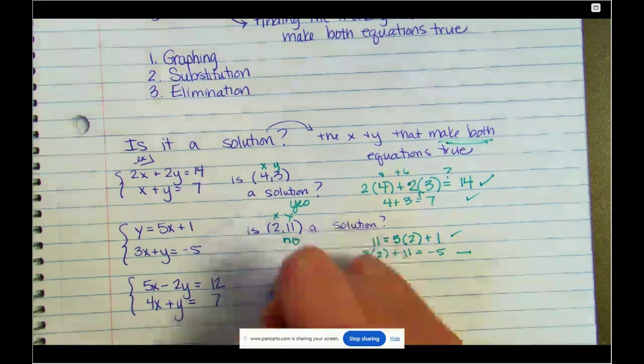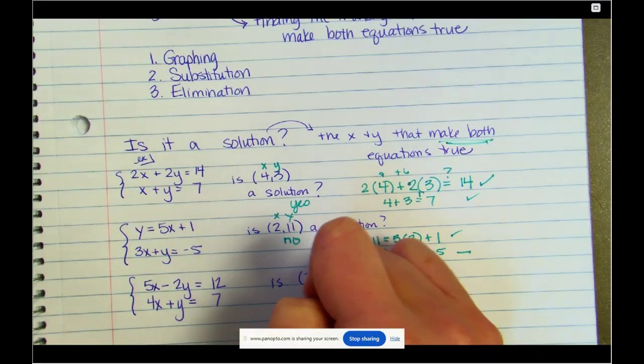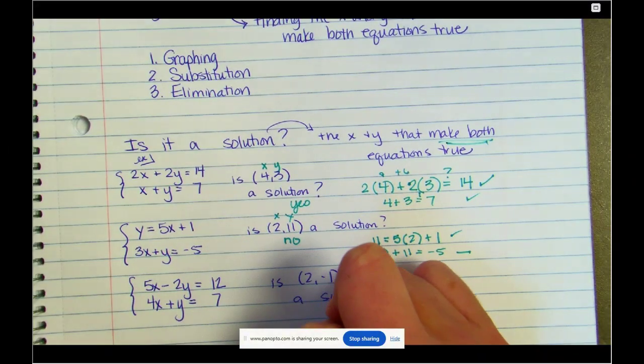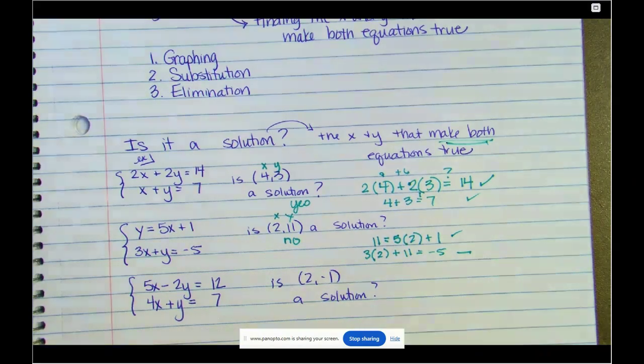Okay, and I got to give you the point. Is (2, -1) a solution? Okay, so please try that. And if you're not sure what you're doing, this is your good time to ask. Make sure that you are asking what's going on.